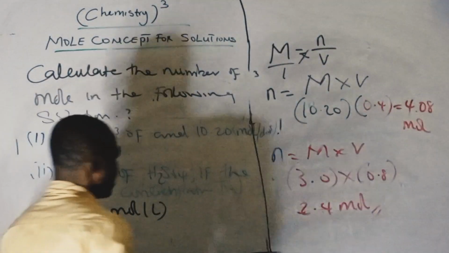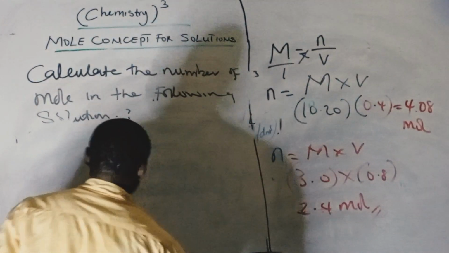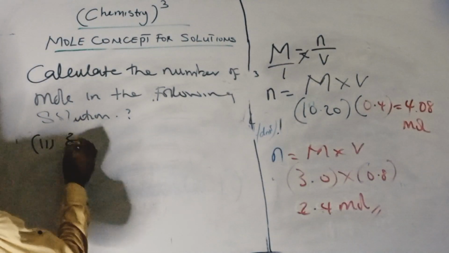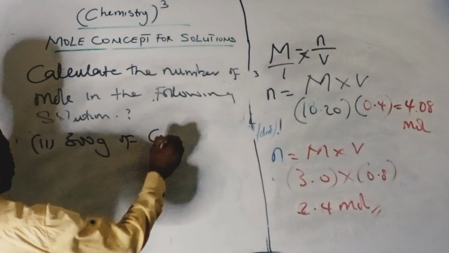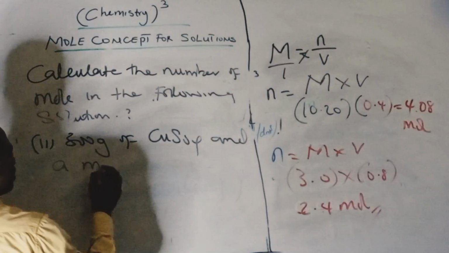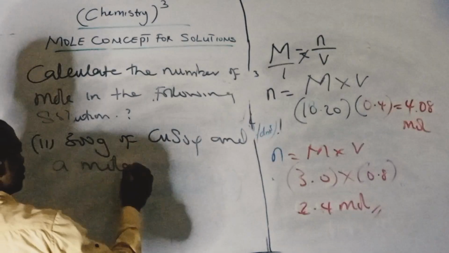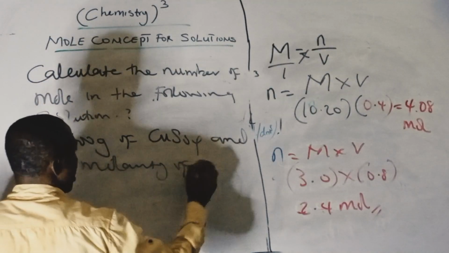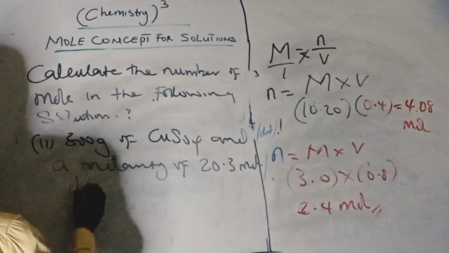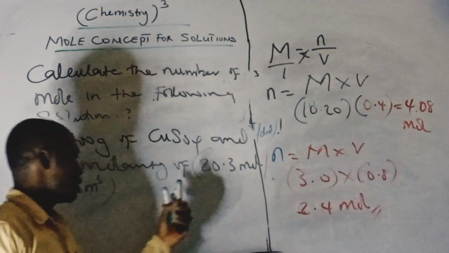All right, now let's take this final assignment. Let's calculate if the solution has 300 grams of copper(II) tetraoxosulfate(VI) and a molarity of 20.3 mole per dm³. So you're going to find the number of mole in the solution.